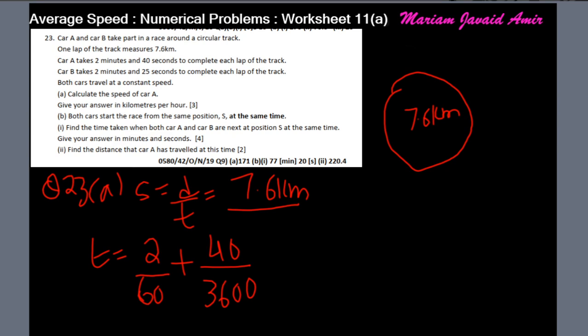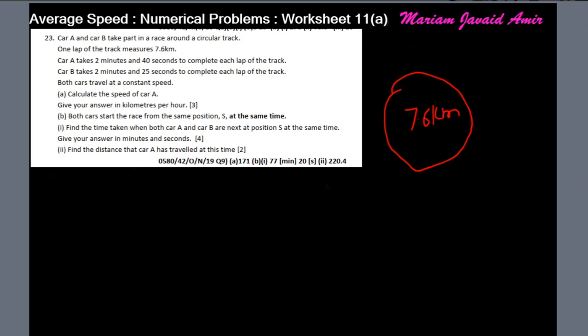So 2 over 60 plus 40 over 3600, which is 0.044444, a recurring decimal on the 4. Then we'll do 7.6 divided by the answer and we get 171 kilometers per hour. Answer for part A.